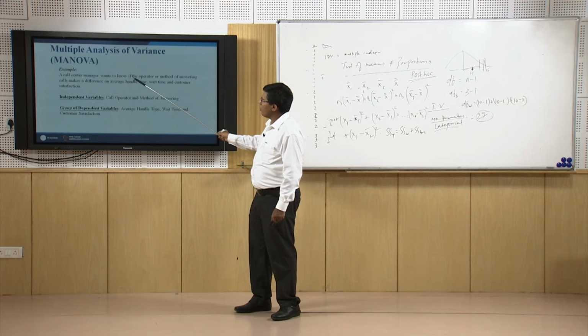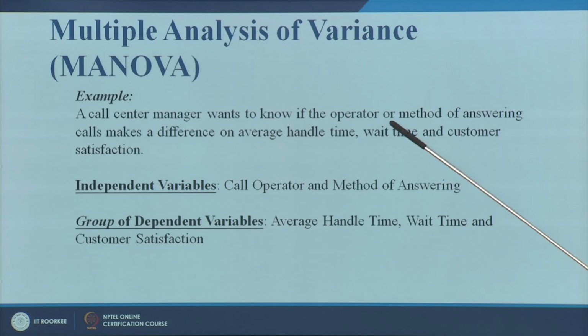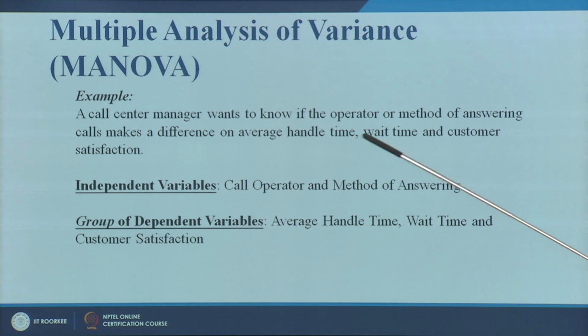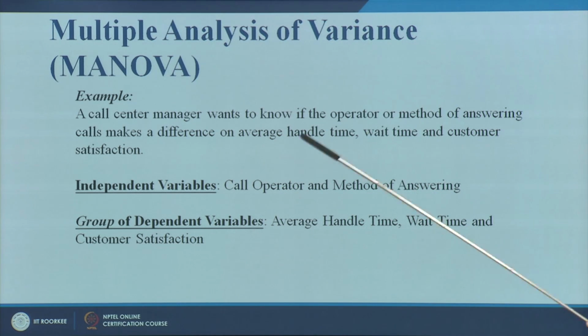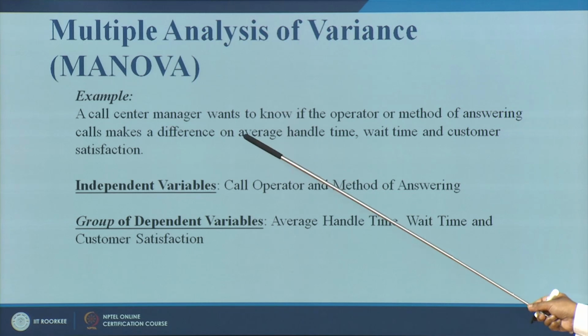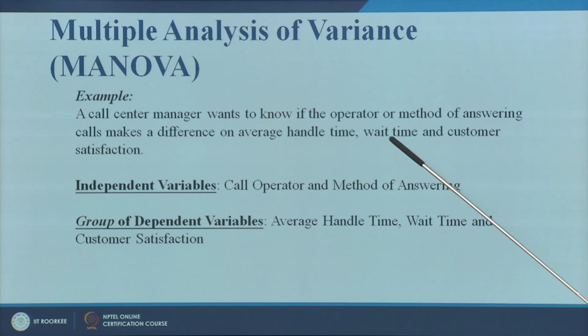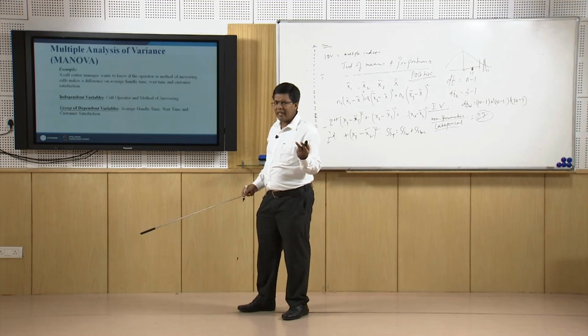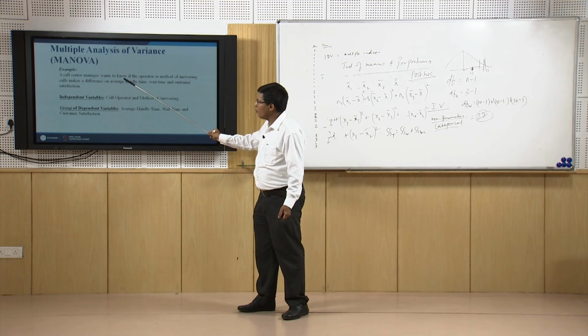The call center manager wants to know if the operator or method of answering calls makes a difference on the average handle time, wait time and the customer satisfaction. Earlier I think we were talking about only the average handle time, right. So, now we have brought in two different things, the wait time and the customer satisfaction. So, there are three basically dependent variables now, earlier we had only one, right.